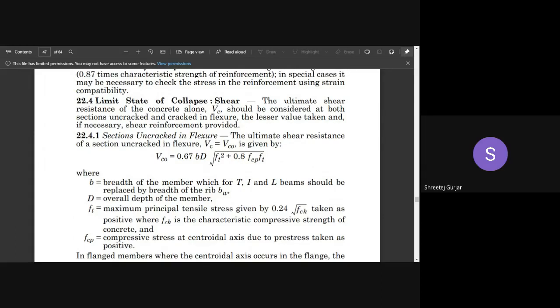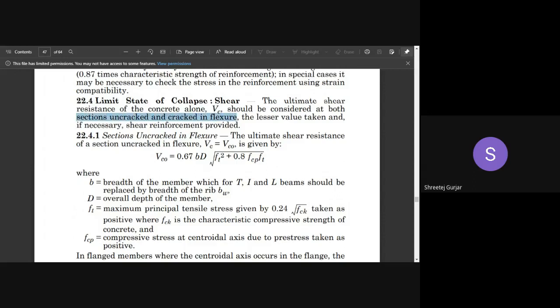Concrete has some shear resistance. It is not that it does not have it; it has, but it is very less compared to the combined resistance. When you provide stirrups, that time it will increase. But concrete initially has some shear resistance. So we need to calculate that ultimate shear resistance of concrete, that is nothing but VC. VC should be considered at both sections, uncracked and cracked in flexure.